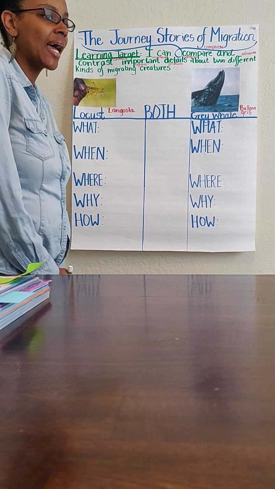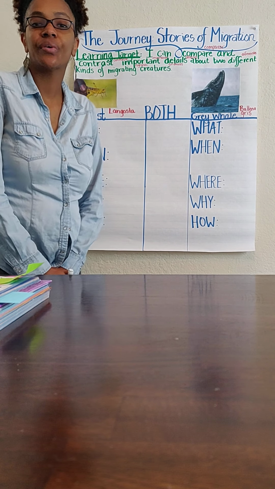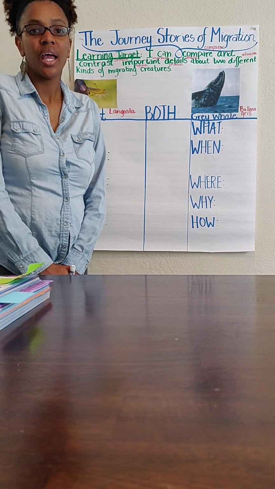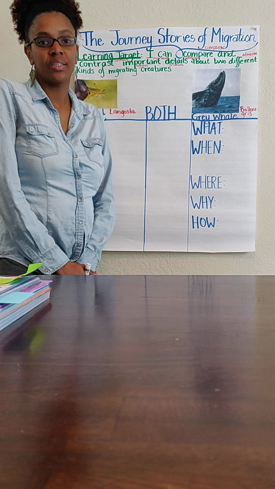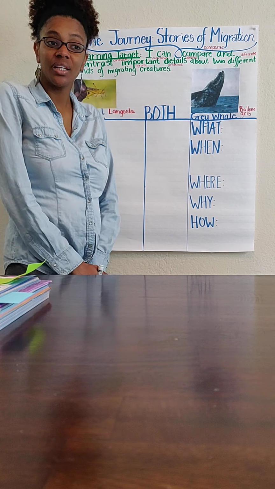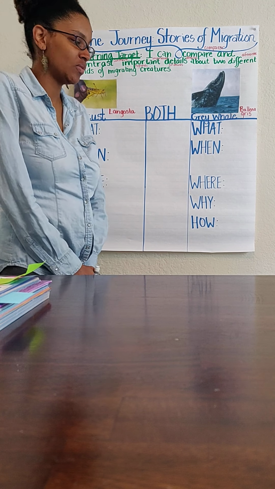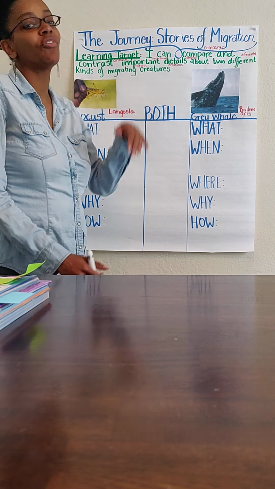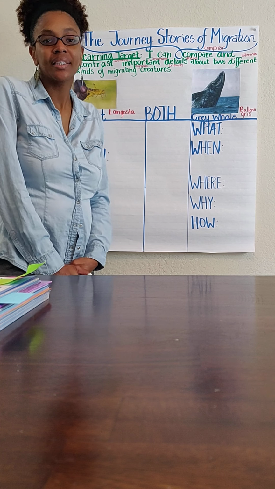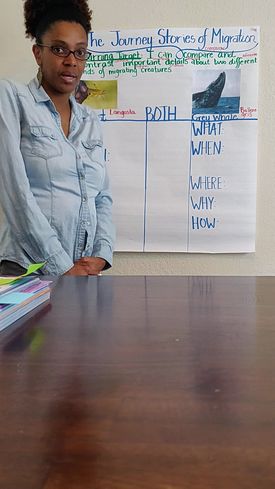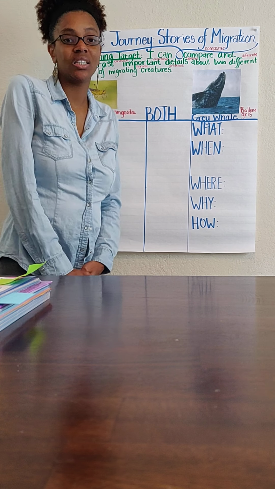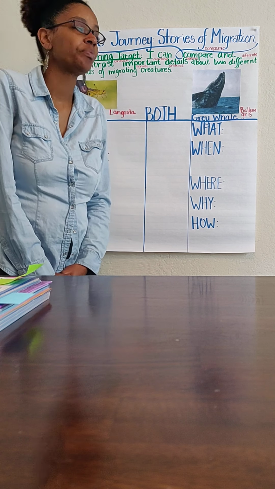So today's assignment, you're going to be comparing and contrasting two different animals from the text that you've been reading this week. The text that you should have been reading this week is The Journey, Stories of Migration. This text can be found inside of your assignments. I have already attached the story to the assignment.